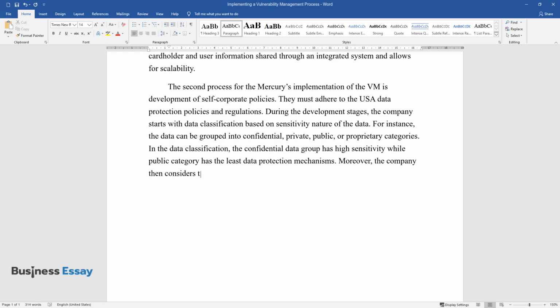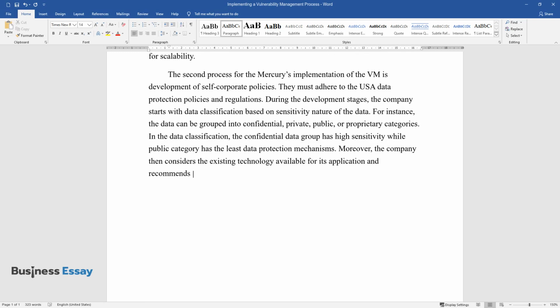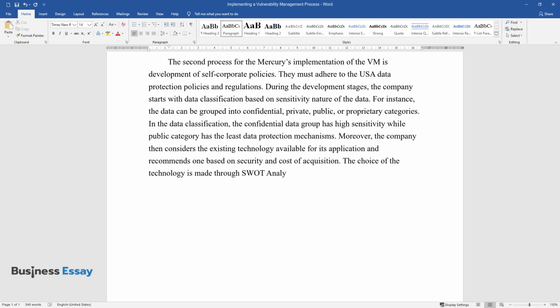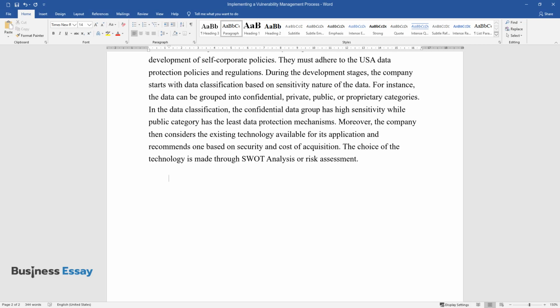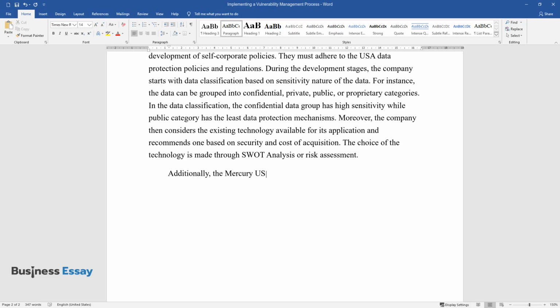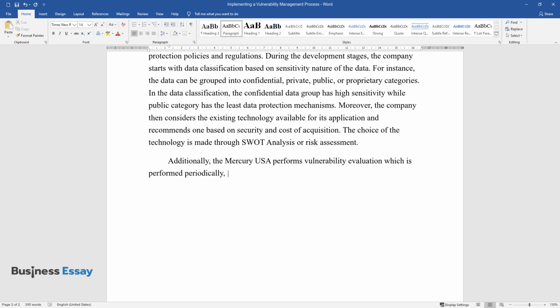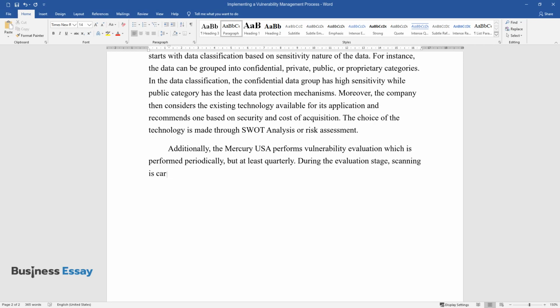Moreover, the company then considers the existing technology available for its application and recommends one based on security and cost of acquisition. The choice of the technology is made through SWOT analysis or risk assessment. Additionally, the Wannacry USA performs vulnerability evaluation, which is performed periodically, but at least quarterly. During the evaluation stage, scanning is carried out with a tool of choice.